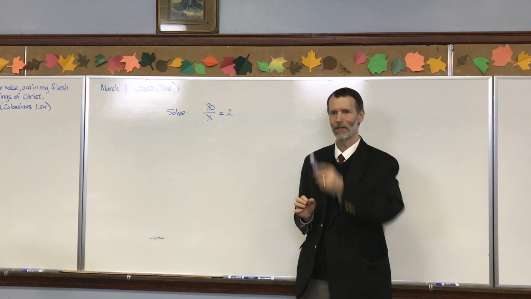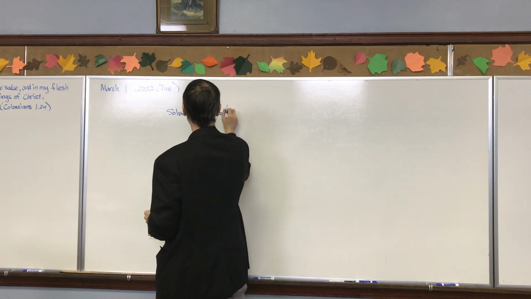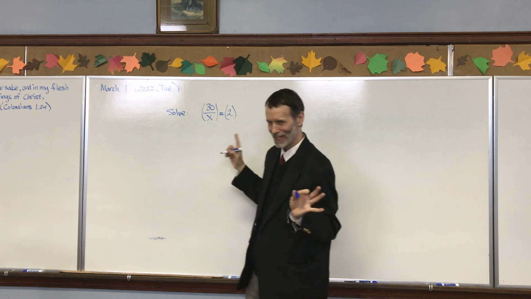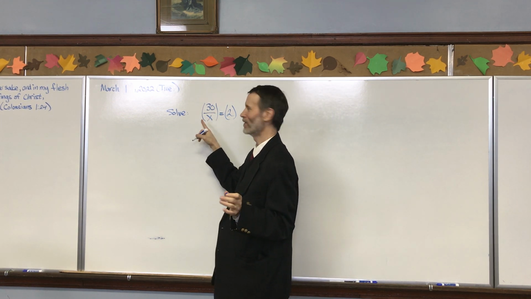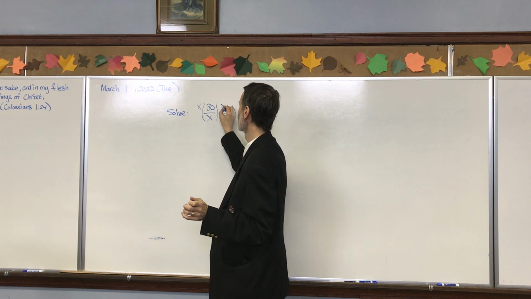You multiply by x. A lot of people are tempted to divide by 30. That's tempting, but they didn't multiply. In other words, they divided by x. So you have to multiply by x.